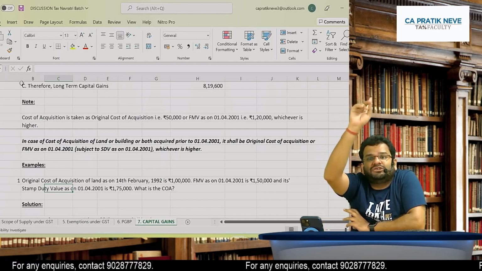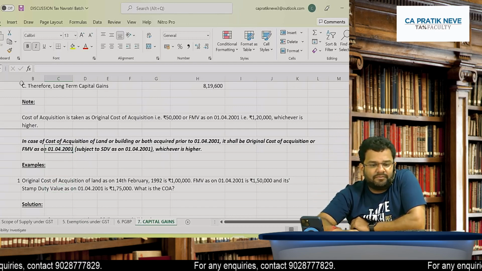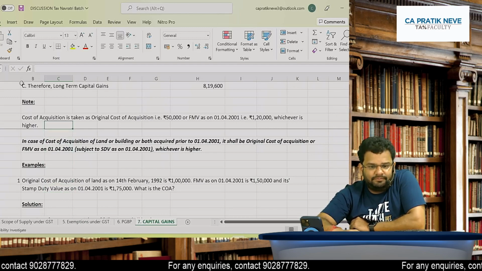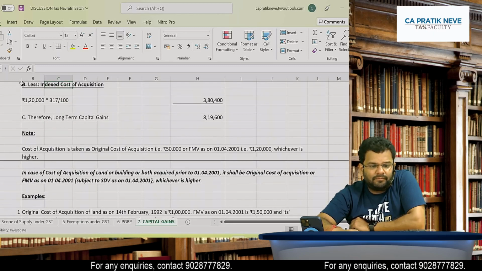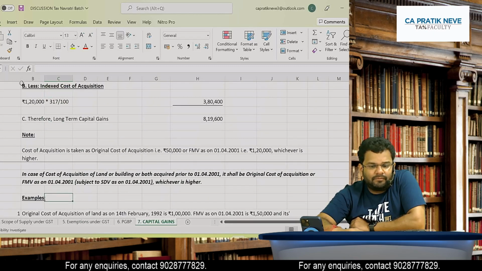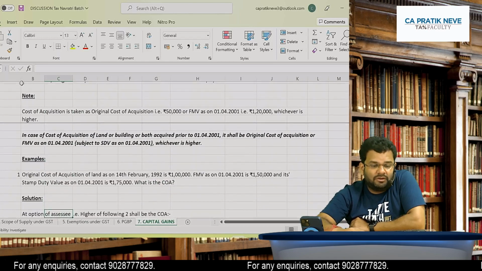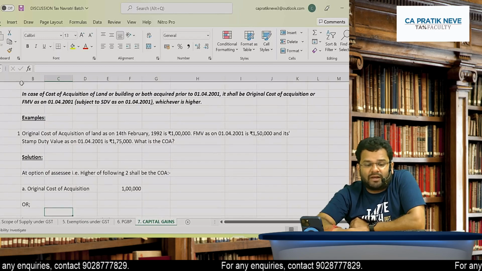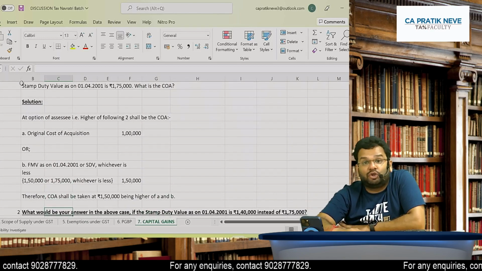So now FMV is fixed at 1.5 lakhs. Compare it with the original purchase price. The original purchase price is 1 lakh. Agreed, no? So what will you take as the final cost of acquisition? You will take the final cost of acquisition as 1,50,000, being the higher of the two.